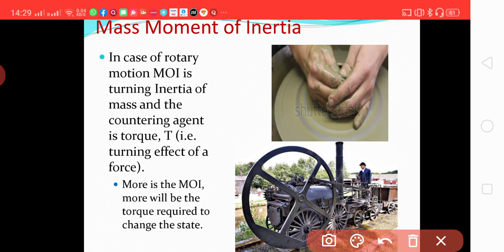Okay, this is the case where the more the mass, the more its inertia, that is, the turning inertia. Similarly, this is the flywheel of an engine. This is an old steam engine on a rail. It used to have a huge flywheel.